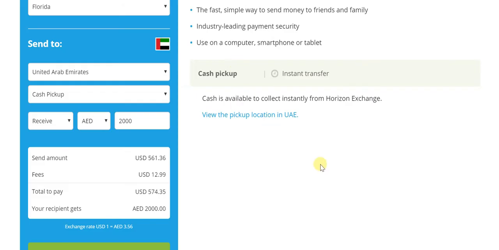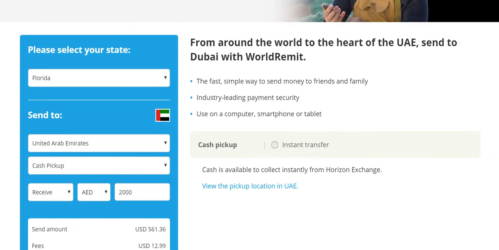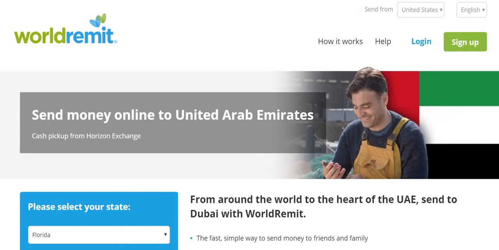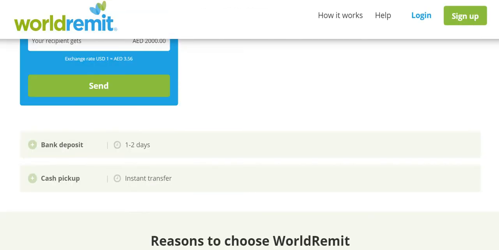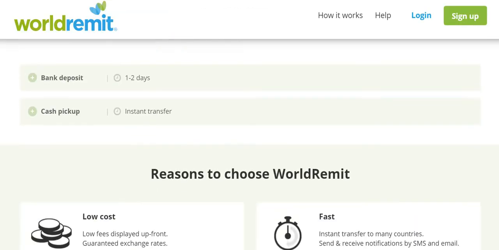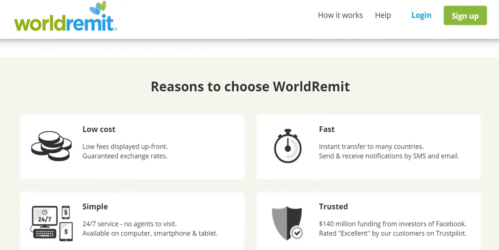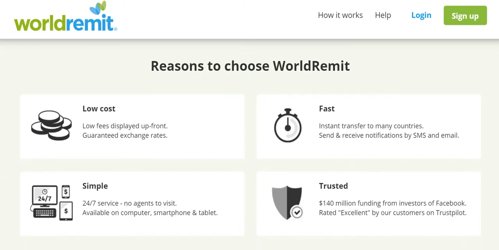So that, ladies and gentlemen, was a simple and easy way for you to send money from the US to the UAE. Now, having seen both bank deposit and cash pickup, you would perhaps like me to reiterate as to why you should choose WorldRemit in particular, given the fact that there are other services in the horizon as well. Firstly, low cost, low fees. I showed you that even while doubling the amount which the recipient is to receive, the fees increased very marginally.